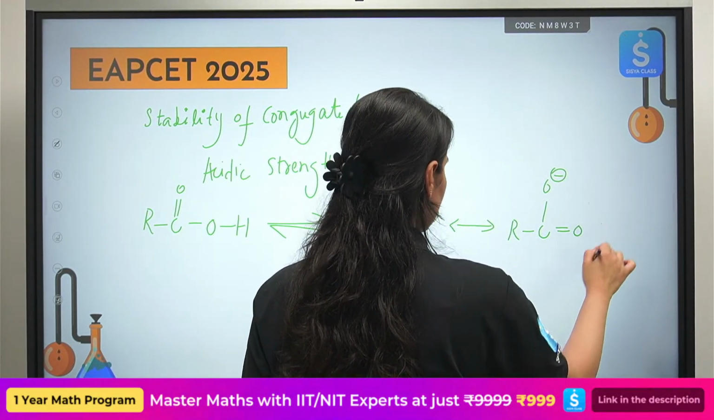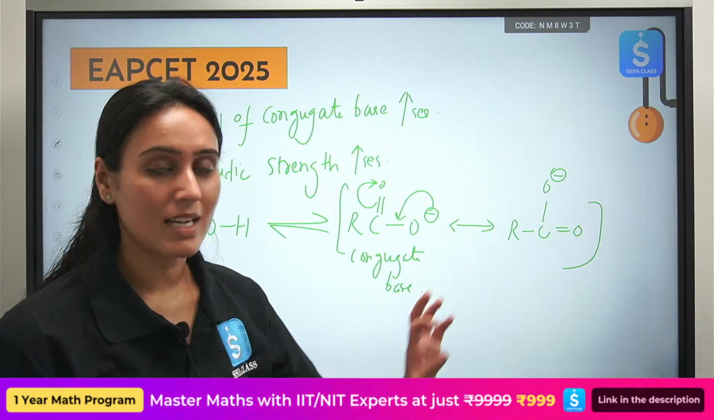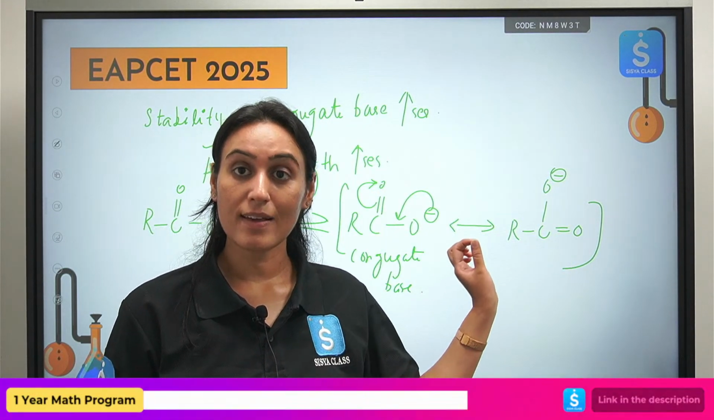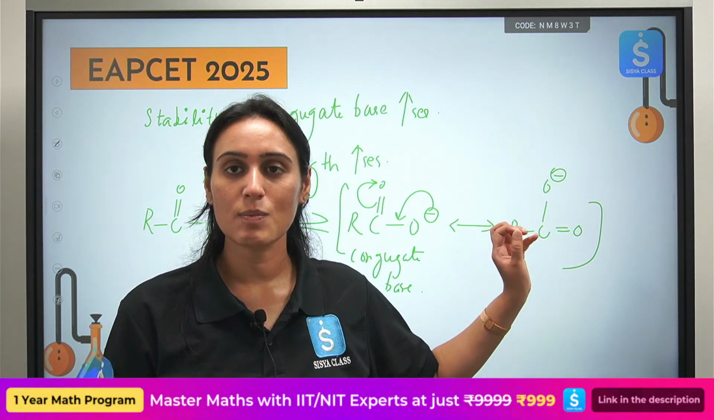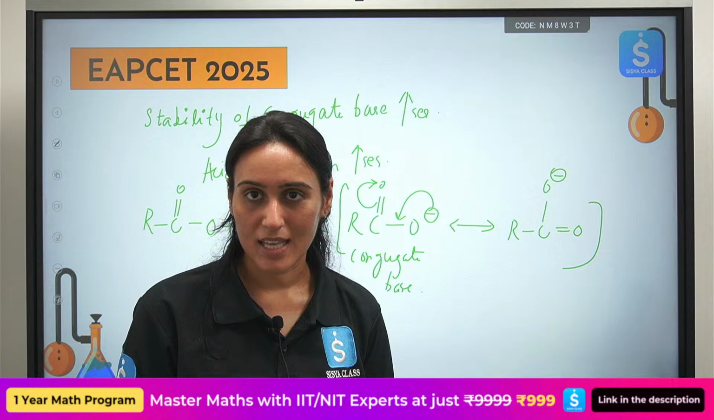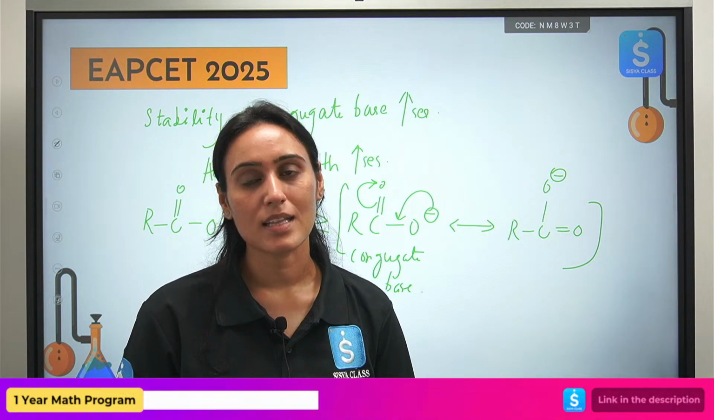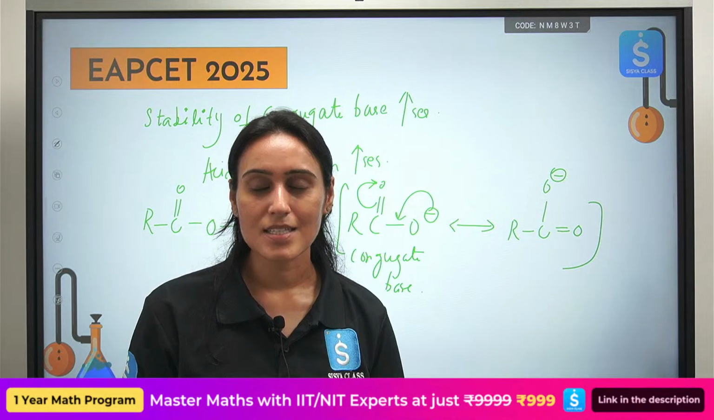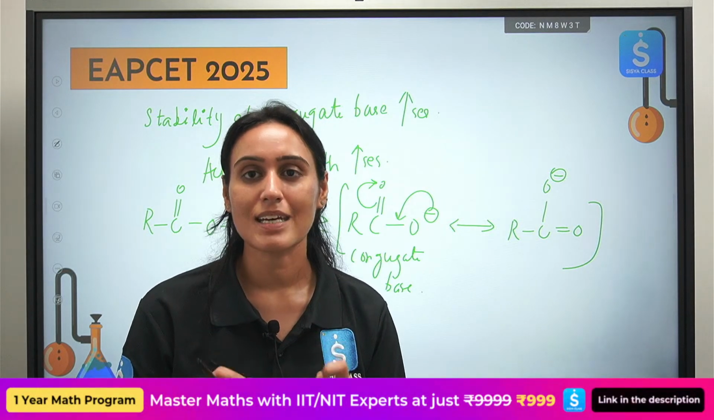These two resonating structures are equivalent, right? They are similar to each other. So if you have equivalent resonating structures, it will provide you extra stability. This is what we are trying to say here. What about phenoxide ion? What happens in case of phenoxide ion? That is also resonance stabilized. It is, but it does not give you equivalent resonating structures.